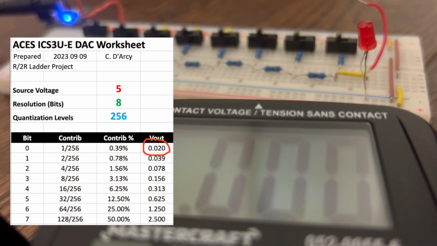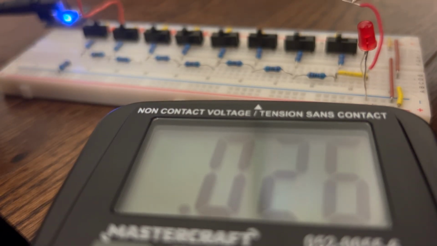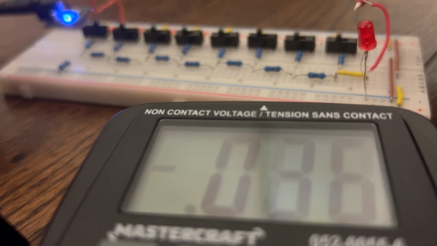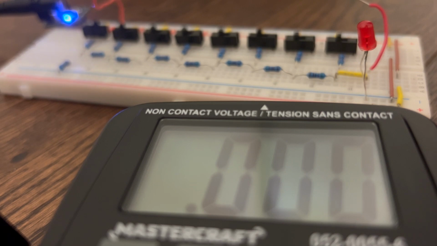The values from the table will be similar to the values of the voltage in the actual circuit. For example, we can try to find the voltage of the LSB, which according to the graph is 0.02 volts, or 20 millivolts. So if we were to do this, we would have one wire in the output and one to ground, and we were getting around 0.02, 0.019, around 0.016, around there.